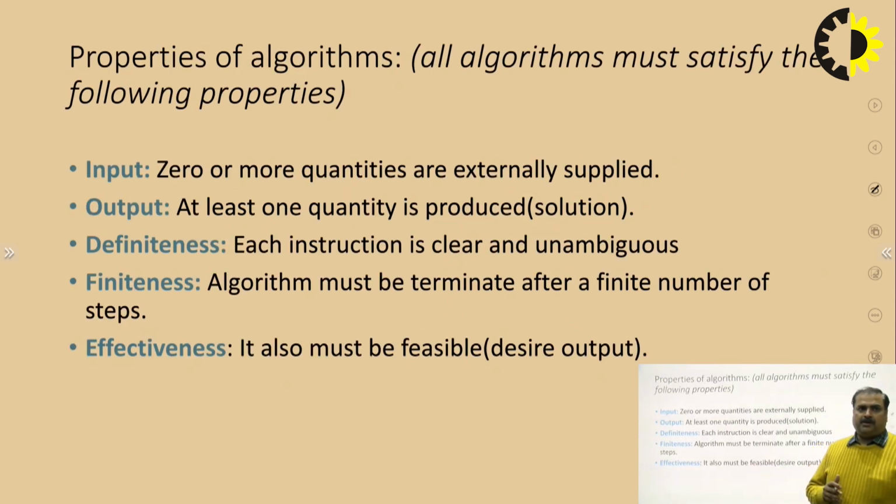These are the important properties which all algorithms must satisfy. Every algorithm should have an input: zero or more quantities that may be externally supplied. Output: at least one quantity is produced in the solution, either in a data format or in a display format. Some kind of output should be there, whether it is being stored or shown. Definiteness: each instruction is clear and unambiguous. Finiteness: the algorithm must terminate after a finite number of steps. And effectiveness: it must be feasible to produce the desired output. Whatever the user is trying to achieve, whatever the client is trying to see, that kind of output should be the final output of this algorithm.